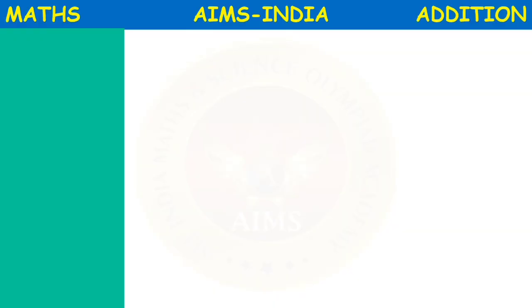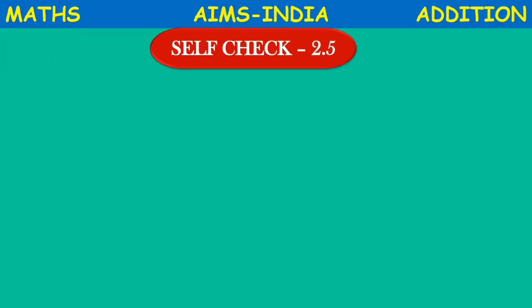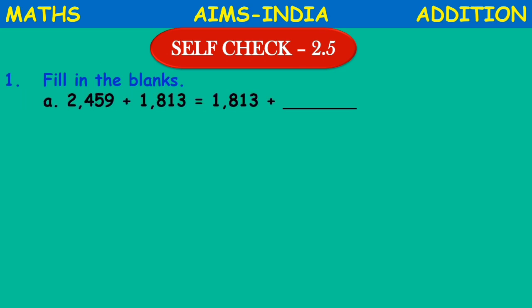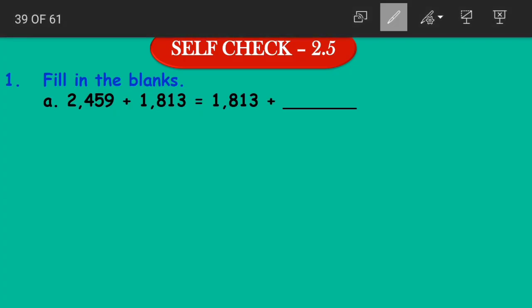I hope this is clear, children. We learnt about 3 properties today: commutative, associative and additive property of 0. Now this is the self-check time. First question, fill in the blanks. First one is 2459 plus 1813 is equal to 1813 plus dash.